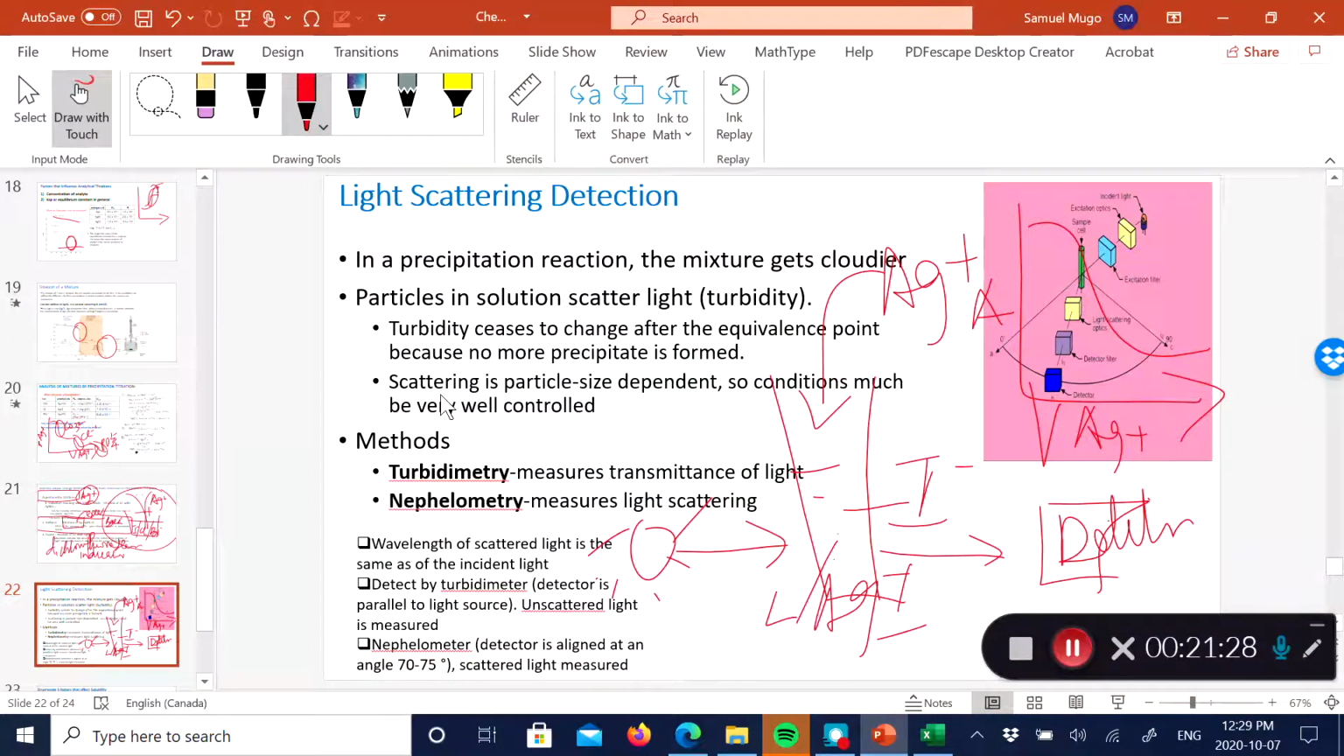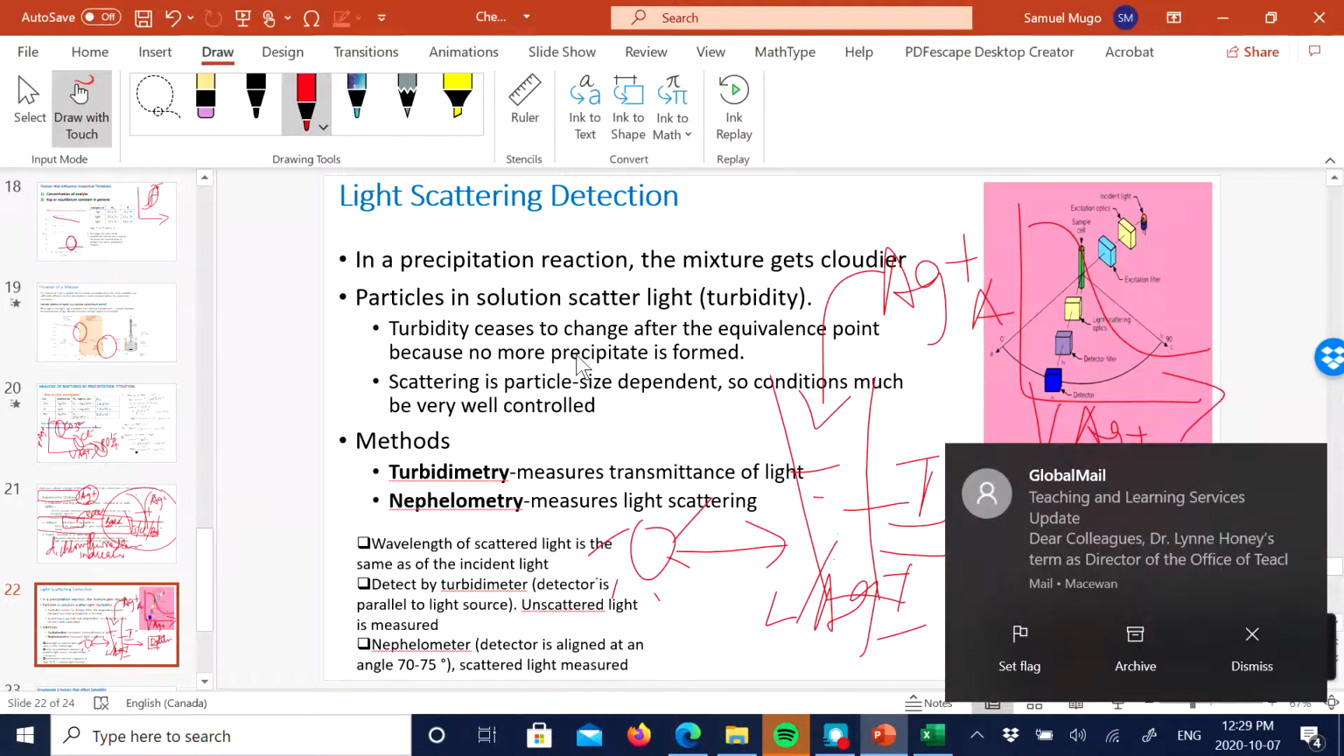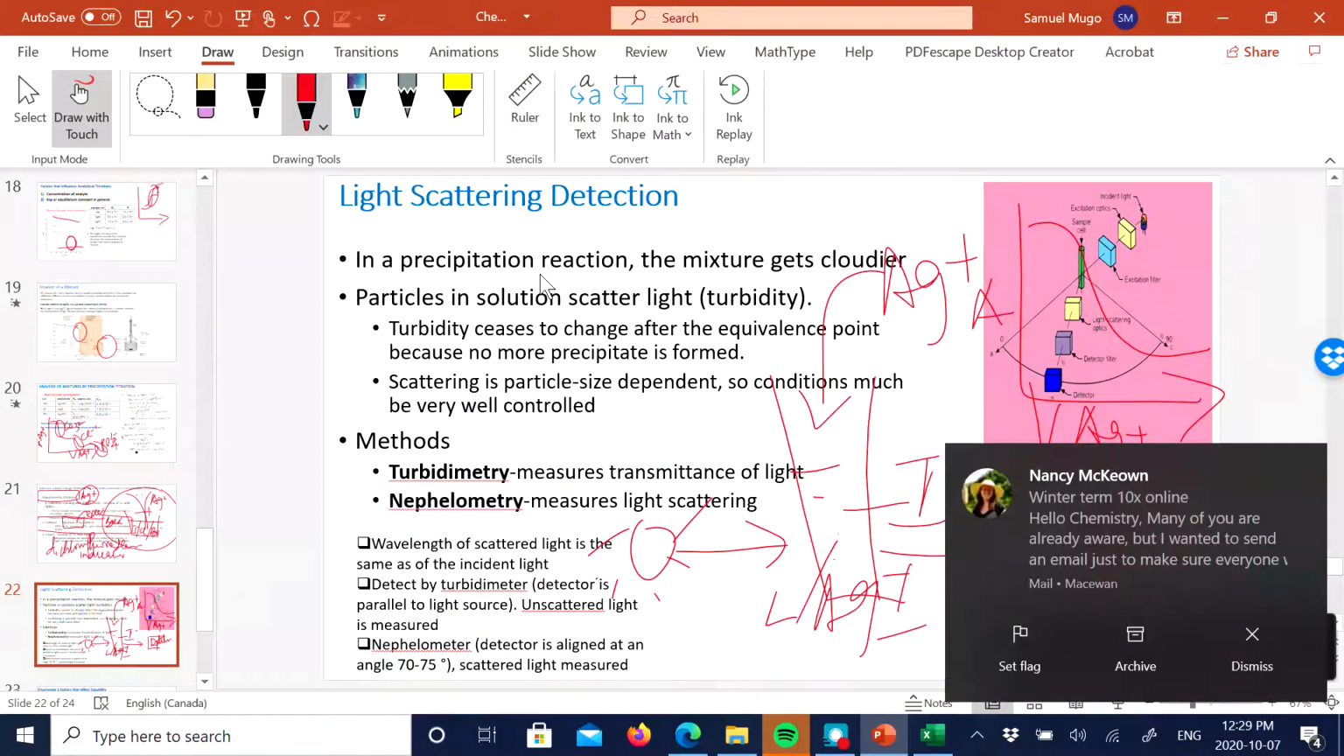And so you can actually use spectrophotometry as a way to do the endpoint or the equivalence point detection, even when you're doing precipitation titration. I hope that's clear, that you can actually use spectrophotometry even when you're doing titrations.